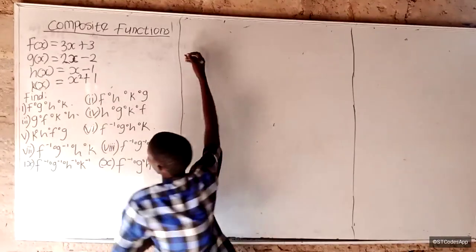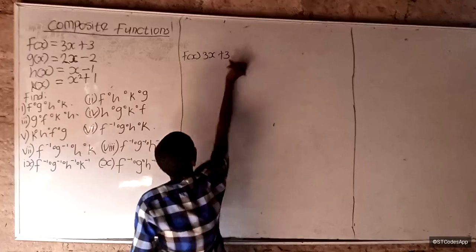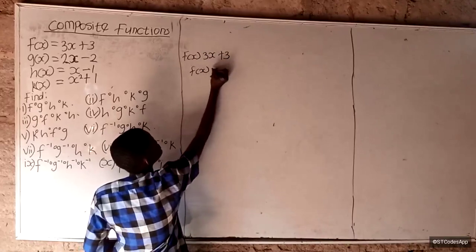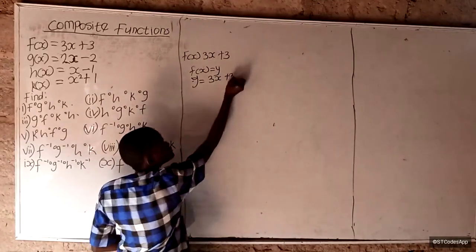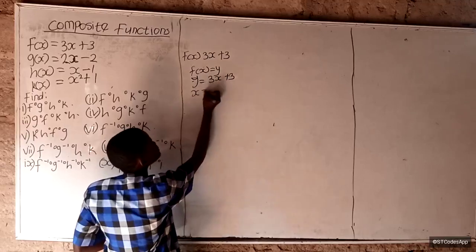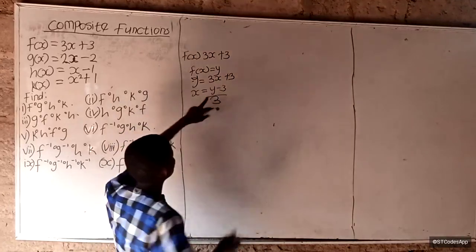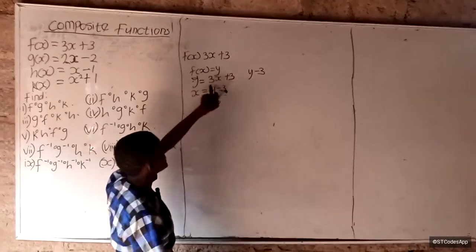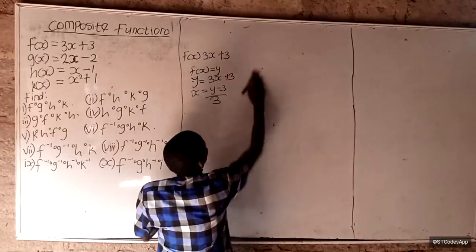So we go like f of x equals 3x plus 3. We say let f of x equals y. So since f of x equals y, then y equals 3x plus 3. And we make x the subject of the formula to give us x equals (y minus 3) over 3. What I did there was just to take 3 here to give us y minus 3 and then divide both sides by 3. And we have our answer as x equals (y minus 3) over 3.